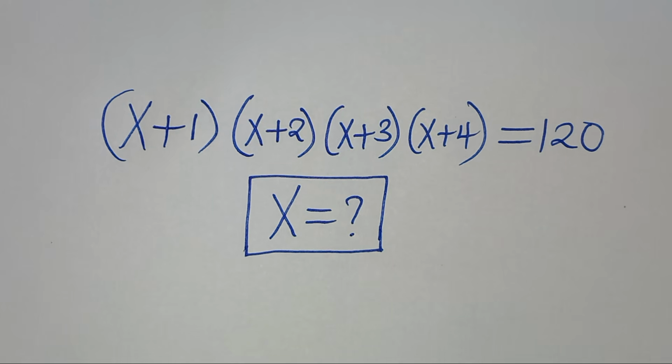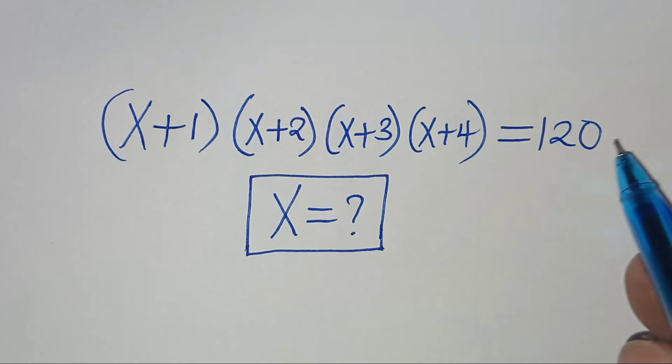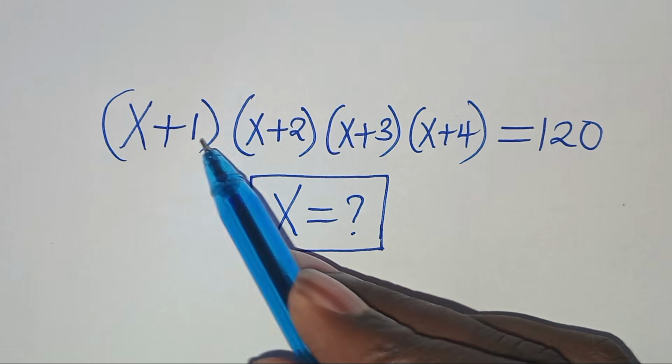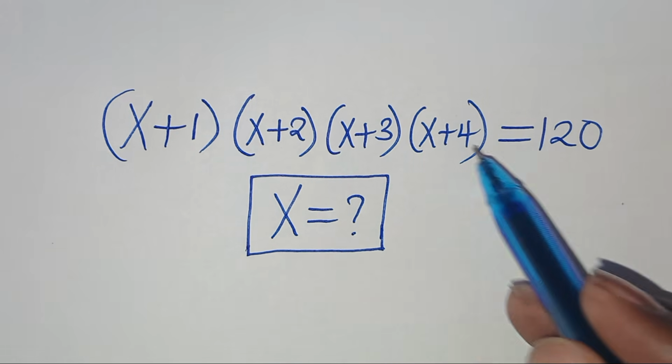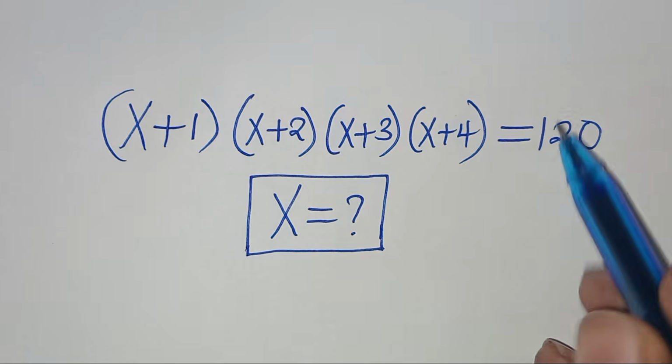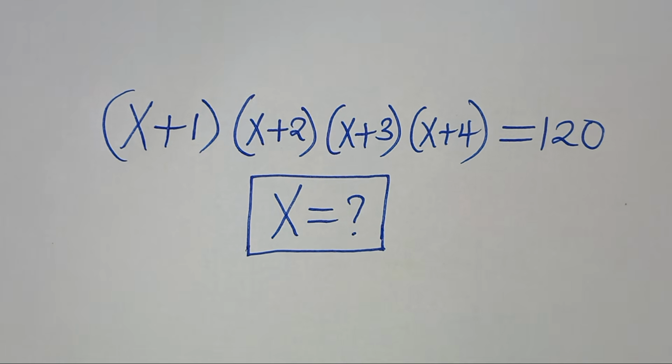Hello everyone, you're welcome to solve this nice algebra problem, which is (x+1)(x+2)(x+3)(x+4). This is equal to 120. So what are the values of x?